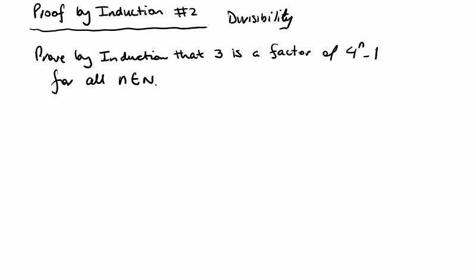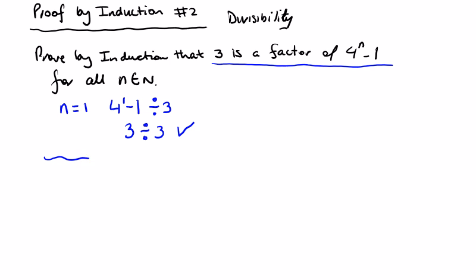In this video, we're going to be looking at proof by induction using divisibility. So, proof by induction that 3 is a factor of, which is the way these questions will be stated, 4 to the power of n minus 1. So let's look at n is equal to 1. Is 4 to the power of 1 minus 1 divisible by 3? 3 is divisible by 3.